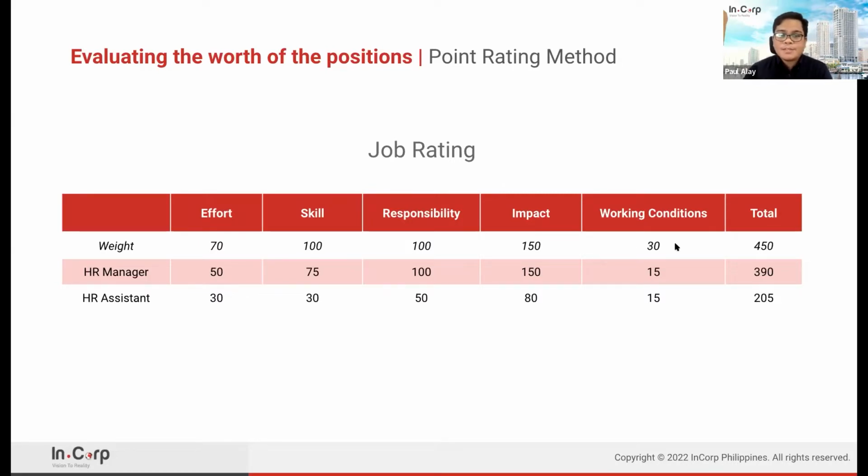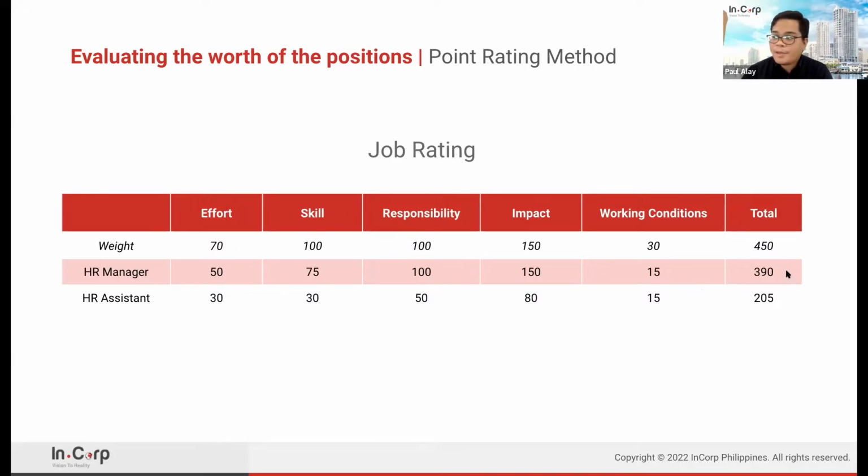So we'd be scoring each of the positions against each of the compensable factors. So we can come up with a total score for each of the positions. Now, for example, for these roles, an HR manager and an HR assistant, in terms of effort, apparently the HR manager role requires more effort from an individual compared to an HR assistant. The same goes with the skill factor. The HR manager role requires more skill compared to the HR assistant, and so on and so forth, except for the working conditions. Because basically, the working condition of an HR assistant and an HR manager would be more or less the same.